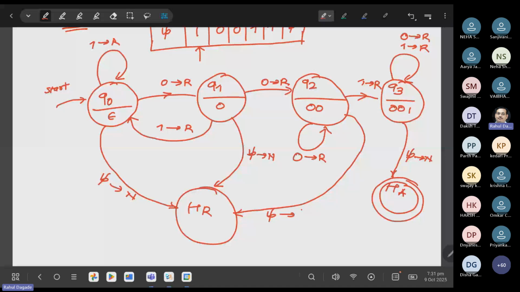Because the Q0 state indicates that out of 001, I haven't got anything. The Q1 state indicates that out of 001, I got 0. And the Q2 state indicates that out of 001, I got 00. And Q3 is the only state which indicates that I have got 001.